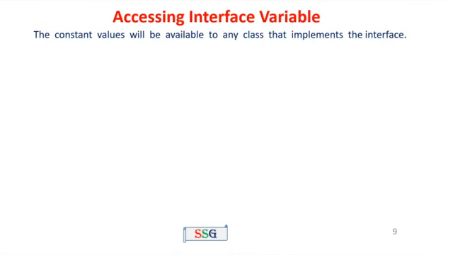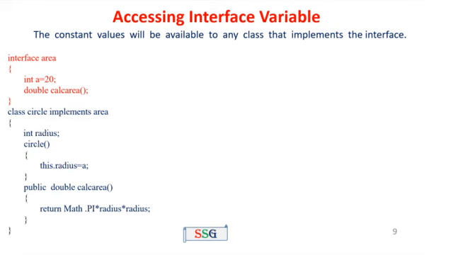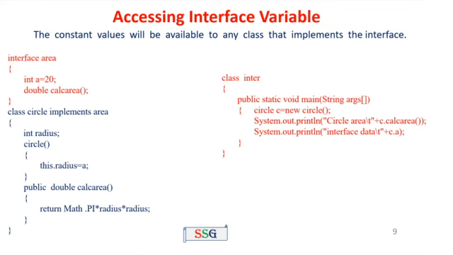Accessing the interface variable. So already I told that in interfaces, variables are final constants. Constant values will be available to any class that implements the interface. Consider an example: interface area, int a equal to 20. Then double calculateArea, a method only declared. It's a valid statement. Class circle implements area, same coding. The next one, int radius and the circle constructor, then public double calculateArea. The main function is also the same. Here circle c is equal to new circle.